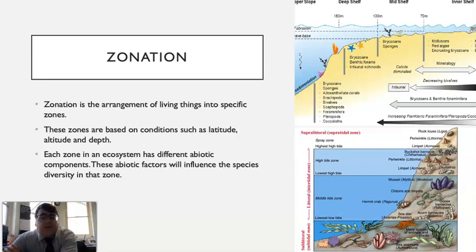Zonation is the arrangement of living things into specific zones. So it might be based on latitude, altitude or depth, but we're splitting things into different zones. You can see here, based on the depth of the ocean, different zones. So we have the subtidal level, etc., the supralittoral or supratidal zone. We've got the ocean broken up into different zones, and each of these zones has its own specific abiotic components, which are going to influence the species that live in that zone.